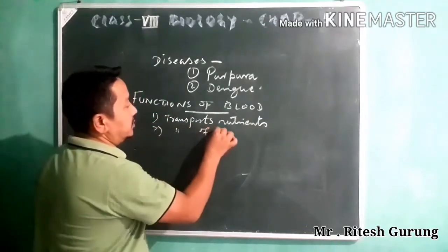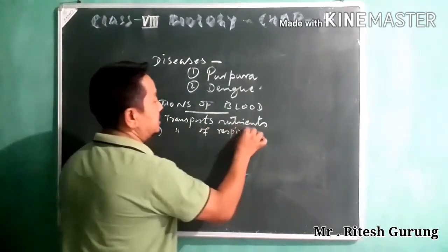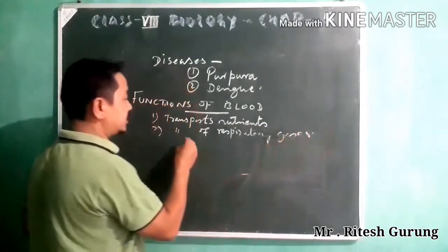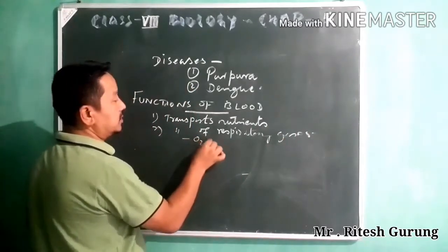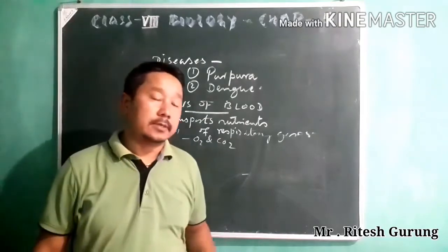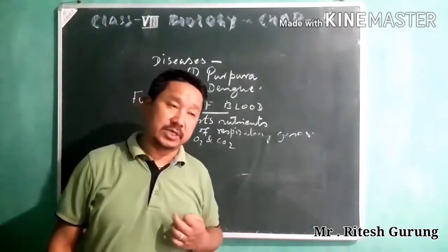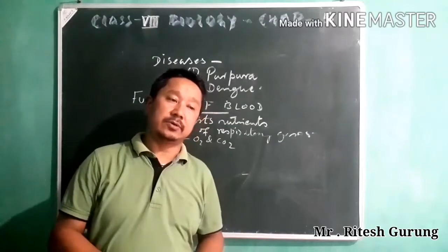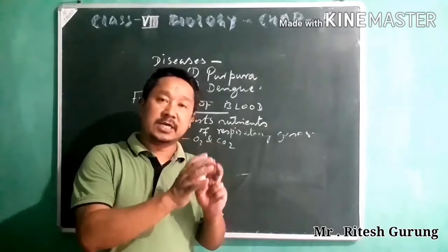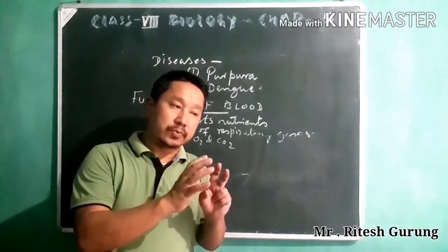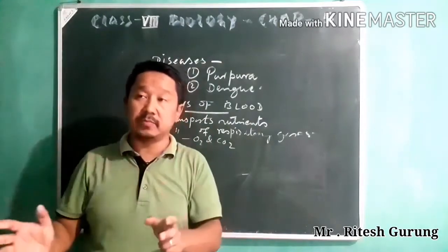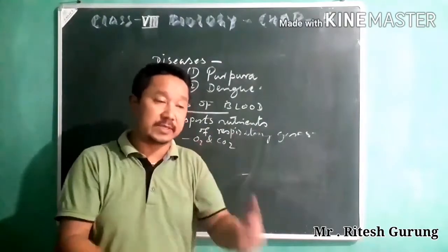Second, it transports respiratory gases. Respiratory gases are oxygen and carbon dioxide, which are transported from the lungs to the different parts of the body, and from different parts of the body back to the lungs. Let me tell you in detail.